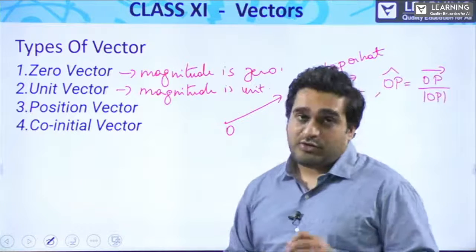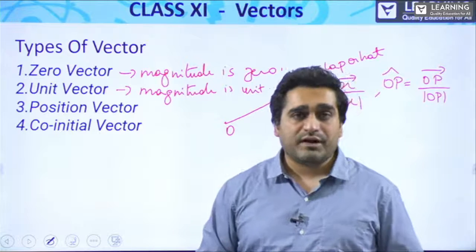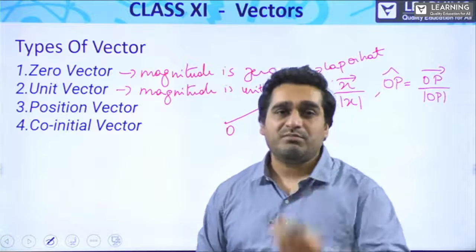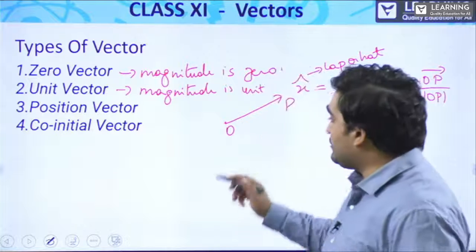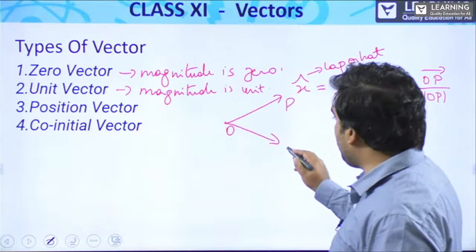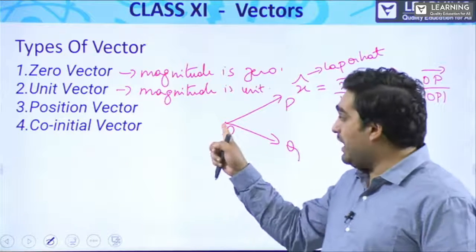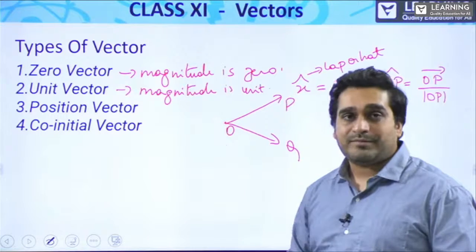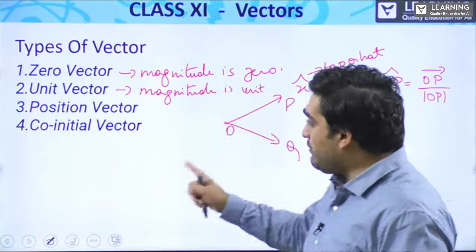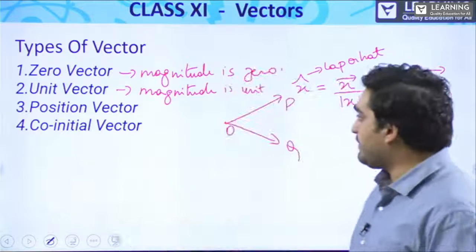Co-initial vectors. Co-initial vectors are those where two or more vectors have the same starting point. So let's say OP is one such, and then you have OQ. You see, there are two vectors which have the same starting point. These type of vectors are called co-initial vectors.